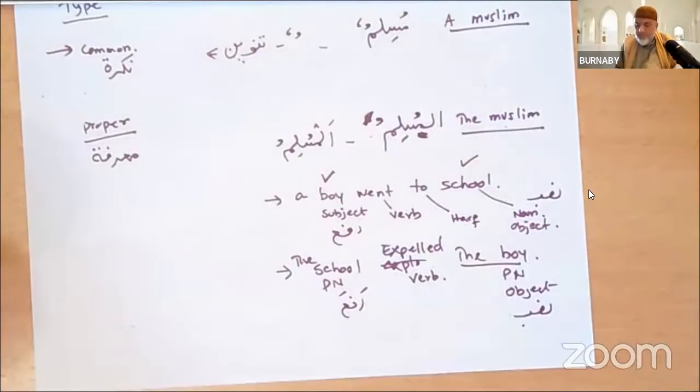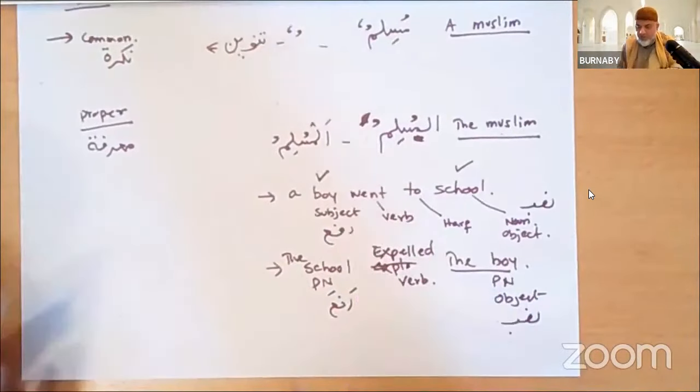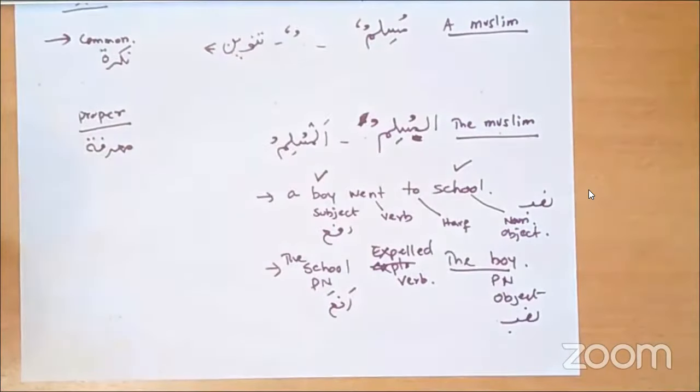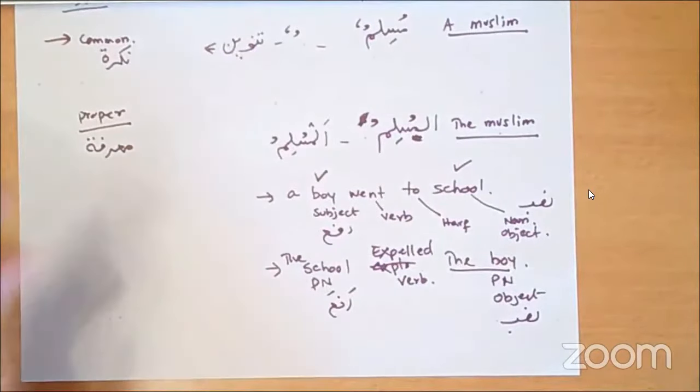So school was nasab, boy was Rafa. In the second sentence, we switched the roles. The school became Rafa and the boy became nasab. So the Rafa and nasab is the identification of the subject and object. Correct.